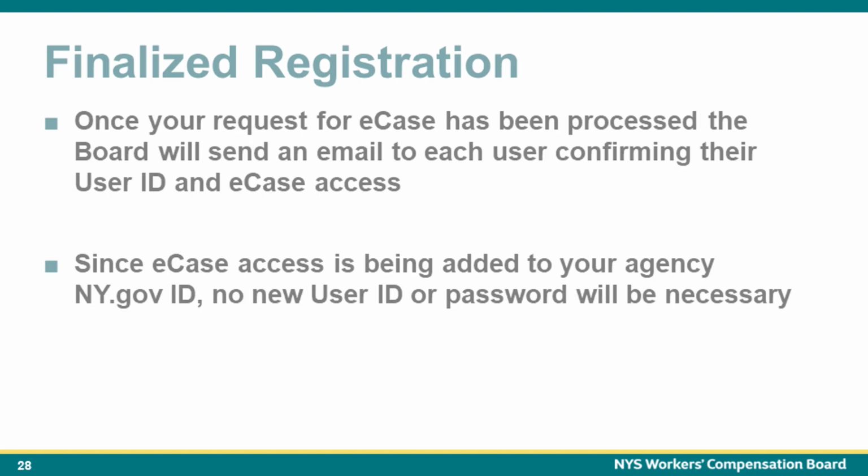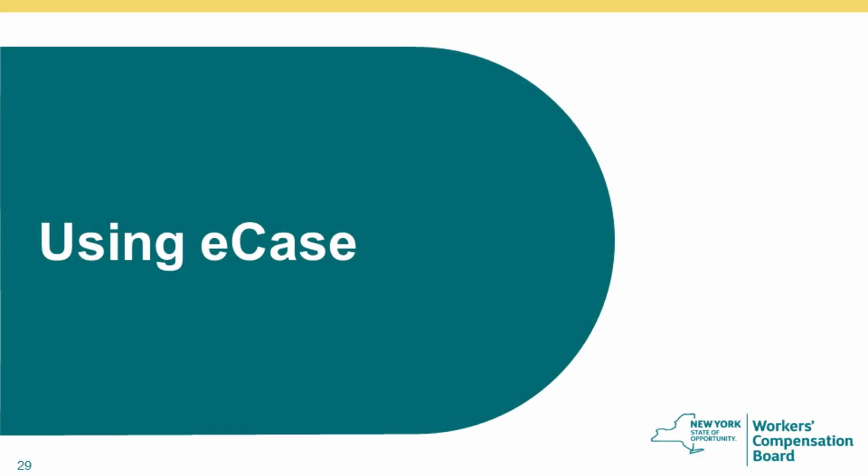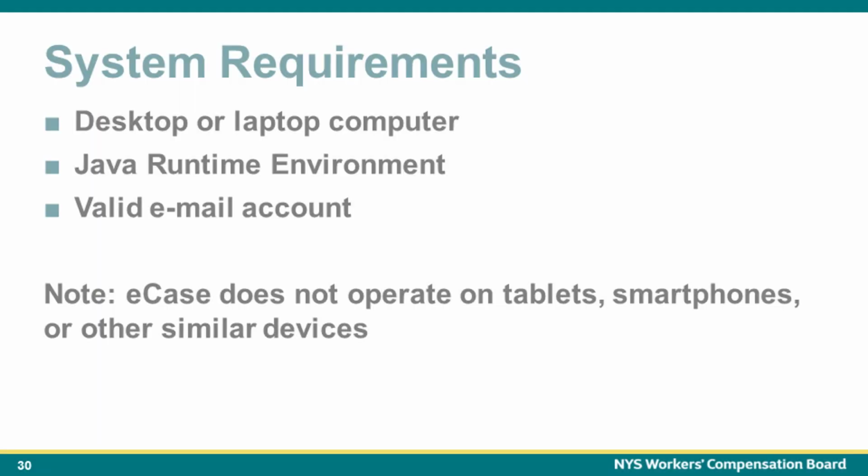Since eCase access is being added to your agency ny.gov ID, no new user ID or password will be necessary. Now we'll go over how to use eCase once you're registered. You must have the following: a desktop or laptop computer, a Java runtime environment, and a valid email account. For any questions regarding Java, please speak with your IT staff, and please note that eCase does not operate on tablets, smartphones, or other similar devices.